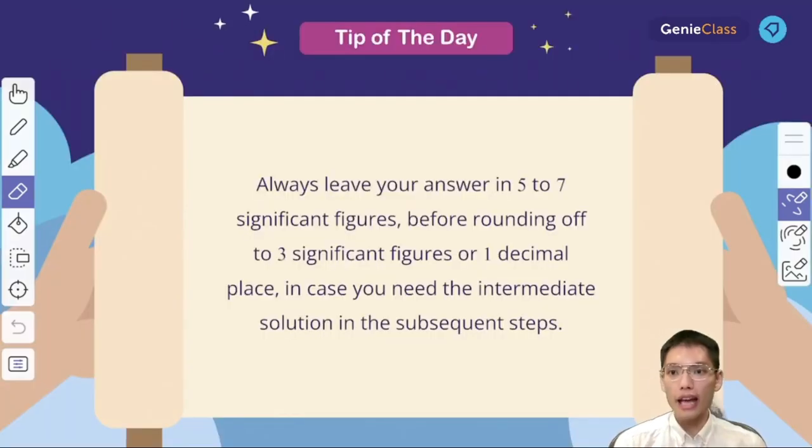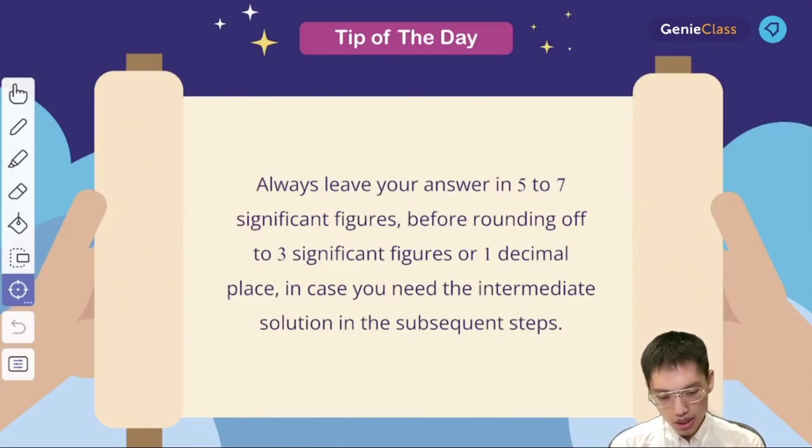One tip for everyone in exam style: if you have intermediate answers, always leave them in 5 to 7 significant figures before rounding to 3SF or 1 decimal place. 3SF is for any general value, and 1 decimal place is for your angles in degrees. Using 5 to 7 significant figures for intermediate solutions is more accurate, and that's enough for you to get to 3SF or 1DP.